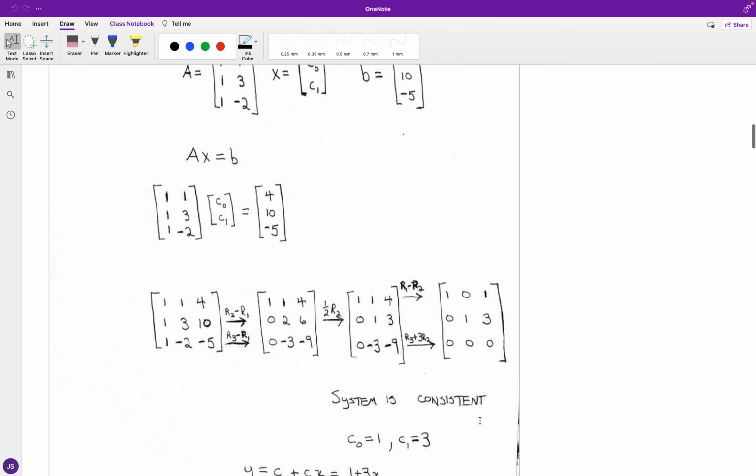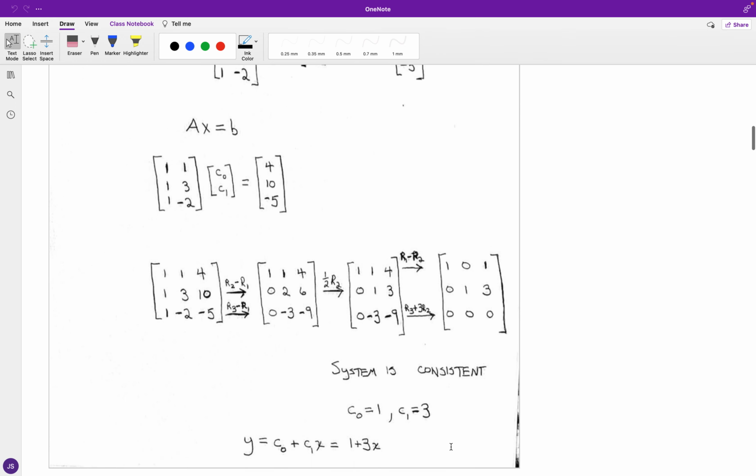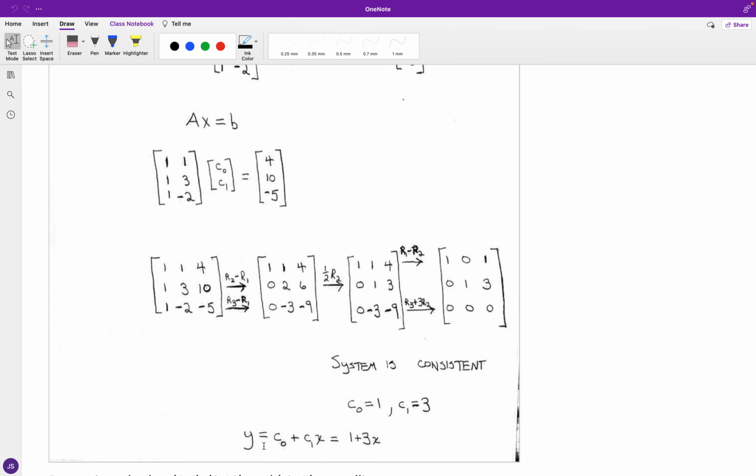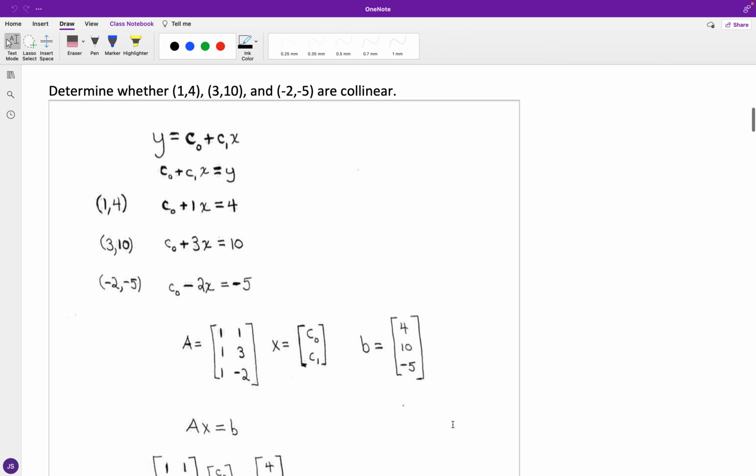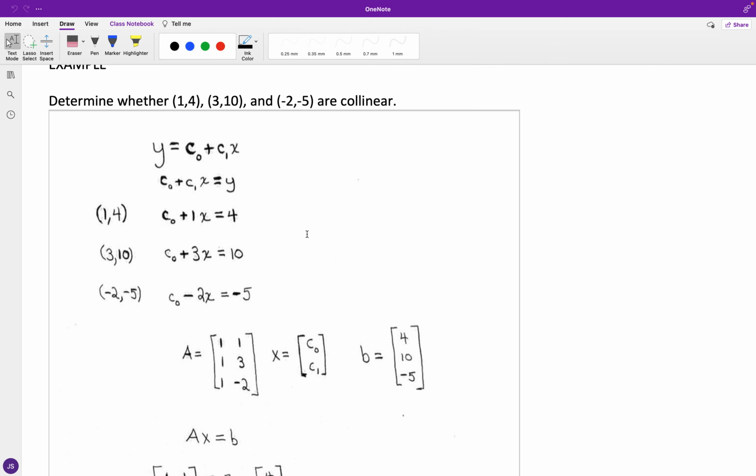For this particular case, the 1, 0, 1 row references that C naught is equal to 1. And from the second row we have that C sub 1 is equal to 3. Going back to y equals C naught plus C sub 1 x, it's now equal to 1 plus 3 times x. And you can always go back and check.